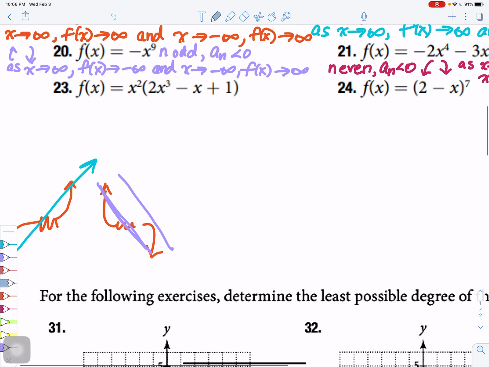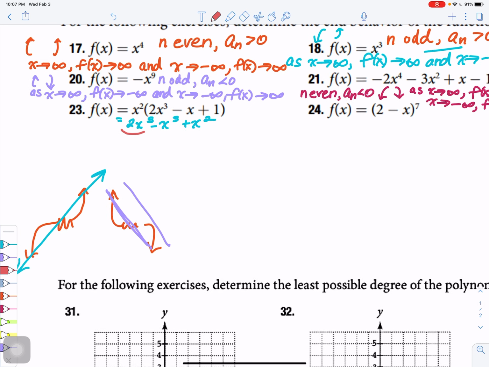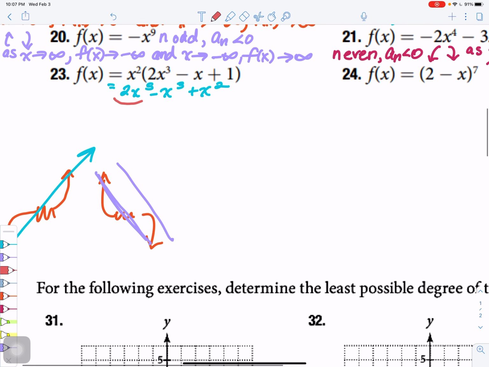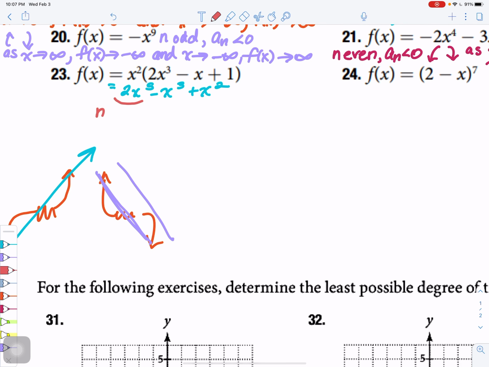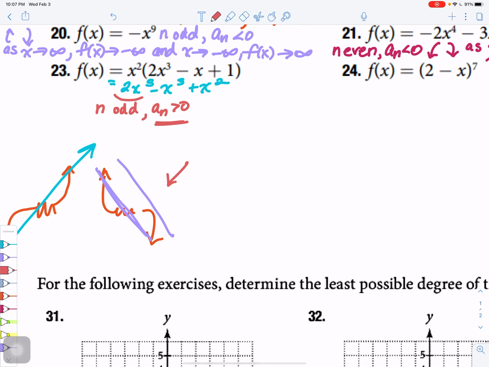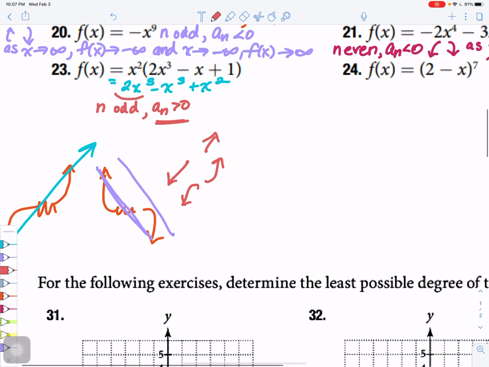Okay, let's look over here. Let's go ahead and multiply this out. This is equal to 2x to the 5th minus x cubed plus x squared. We note that this is our degree, our highest powered term. So the degree is odd and the leading coefficient is positive. So the ends behave oppositely, but this means the ends behave like a line with positive slope, or you can say like a cubic, okay?